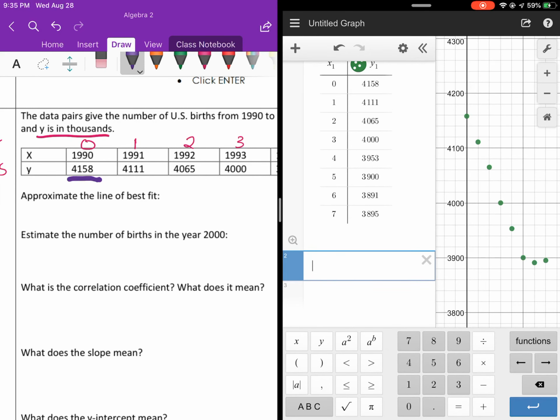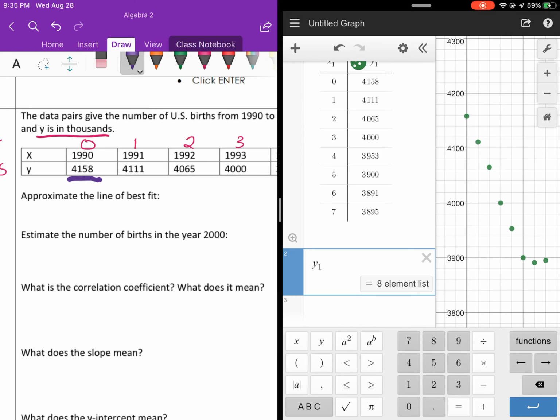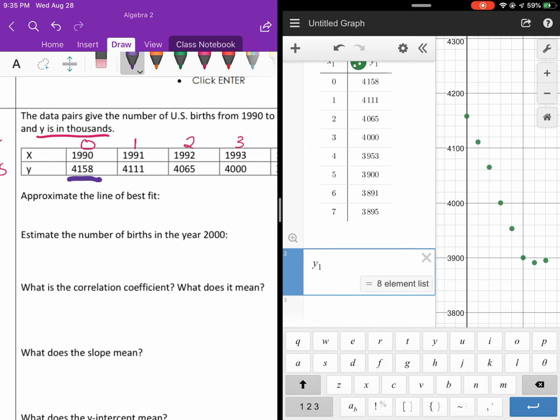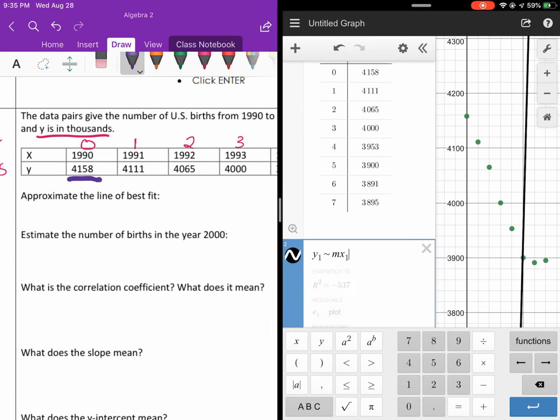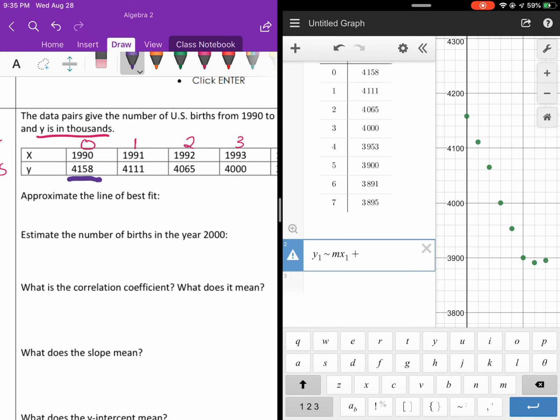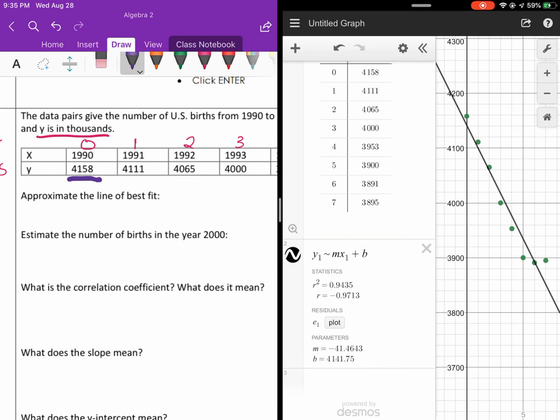So select another line here in Desmos. And to do this, we want to use these X1 and Y1 points. So we want to say Y1, and we don't want to say is equal to, we want to do a line of best fit. So we want the approximation. I go under the ABC button here and I want this tilde, this approximation. So that means Y1 is approximately equal to M times X1 plus B. So I want a line of best fit, MX plus B, and I want to use X1 and Y1 as my statistics.